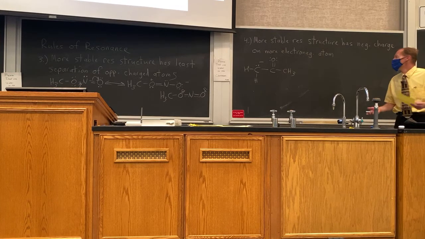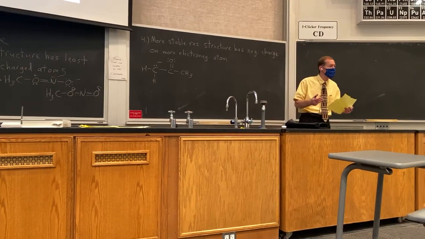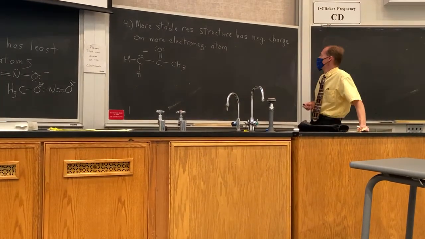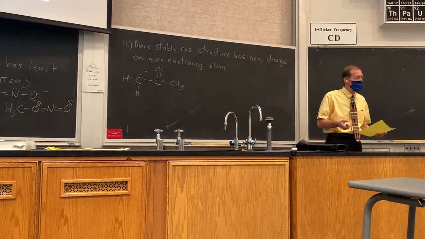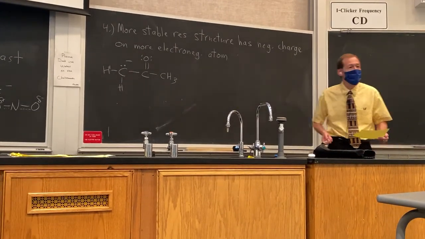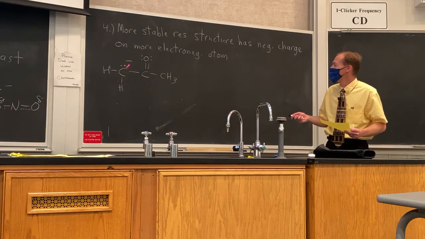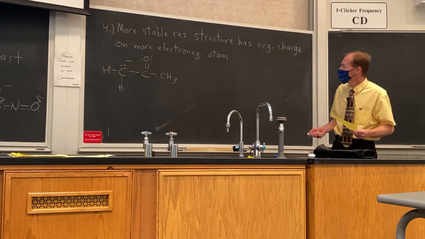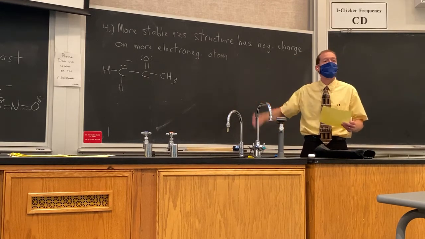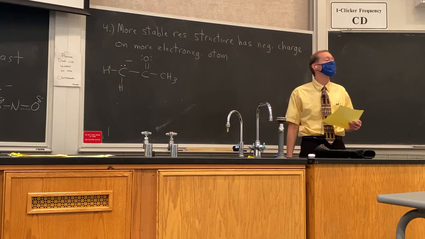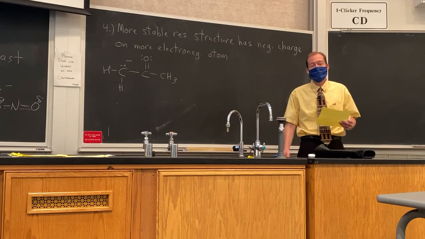Okay, let's move on to rule number 4. This also involves comparing two or more resonance structures. The more stable resonance structure will have the negative charge on the more electronegative atom. And I've already drawn for you our example. This is a compound. We could call this a carbanion. It has a negative charge on a carbon. Who would like to raise their hand and tell me how we could draw a resonance structure of this compound? There is a way. Yes, please.